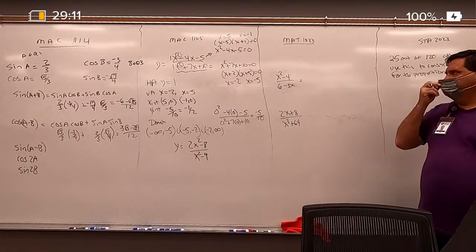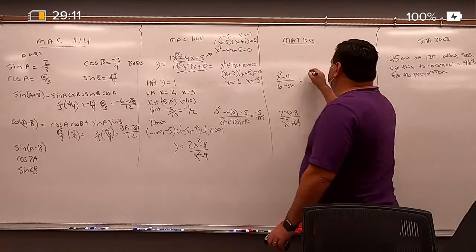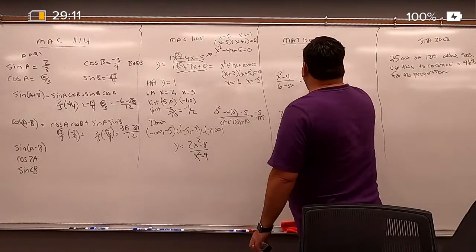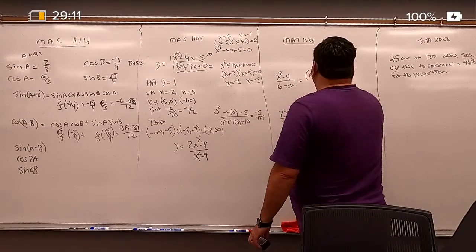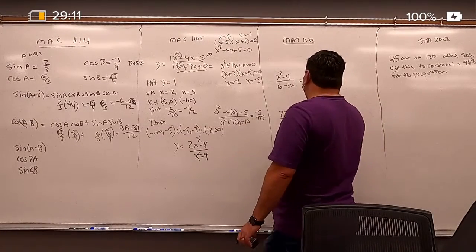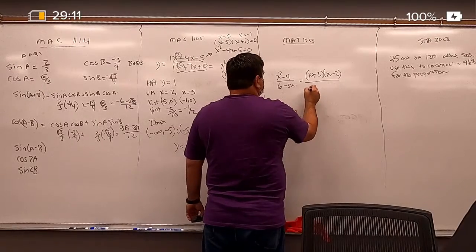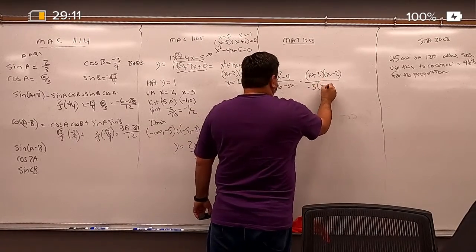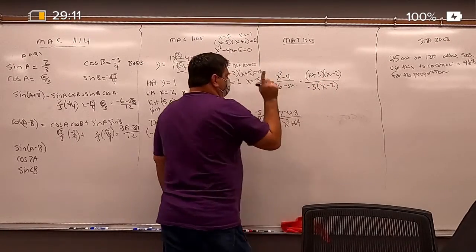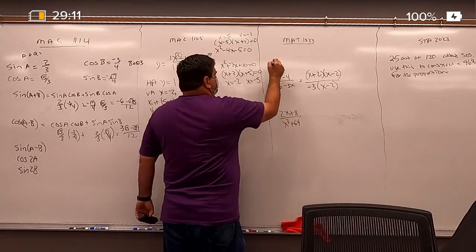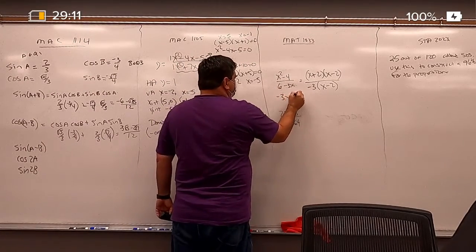Top part: x plus 2, x minus 2. Over. Here we're going to take out a negative 3, we're going to get x minus 2. Let me show you that in slow motion. Negative 3x plus 6.